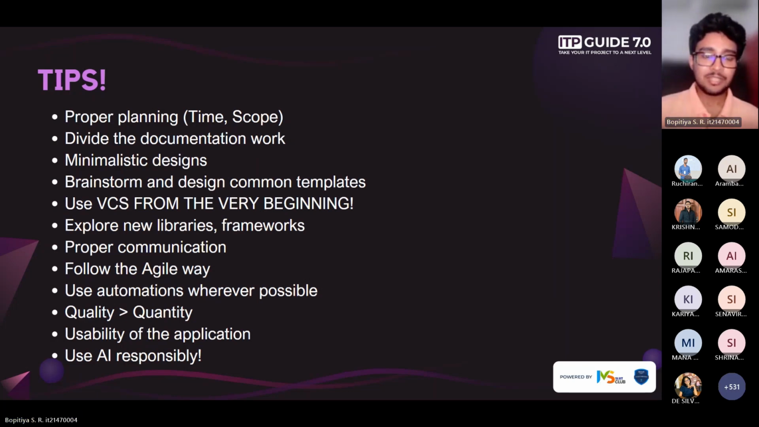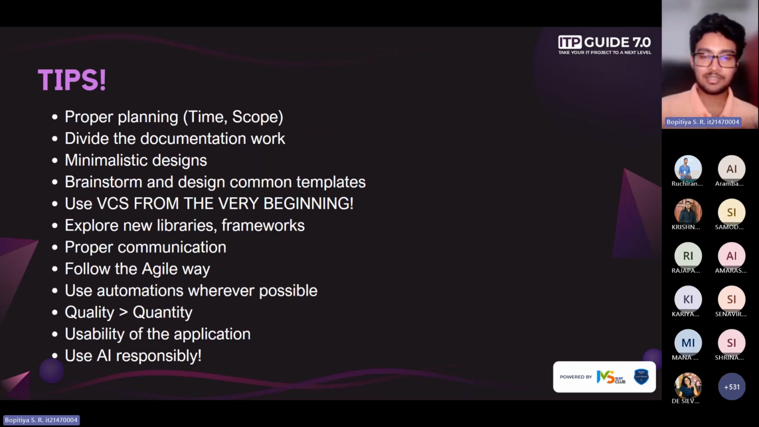And divide the documentation work. Now I've seen this a lot. Saw this when we were doing the ITP as well. Teams got in members just for the documentation work. So that person only does the documentation. There is one to do the UI, one to do the design, the development, and one for the testing like that. Don't do that because this is a learning experience. Everyone should contribute to each and every element of the project or the application.